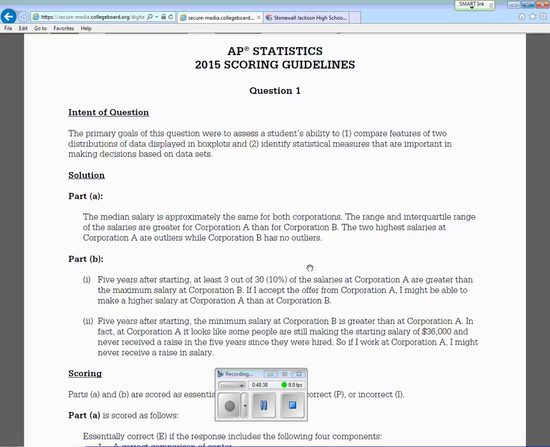So I would be able to make a higher salary at Corporation A. Did you say Corporation A? Then we also got to tell why. The reason why is that the top three salaries for Corporation A are bigger than the maximum of Corporation B. That is a comparison of the two. Something along those lines. So if you said Corporation A, you're halfway there. But you've got to say why. Those two outliers and the end of the whisker on Corporation A are all above the whisker on Corporation B. They're all bigger than.